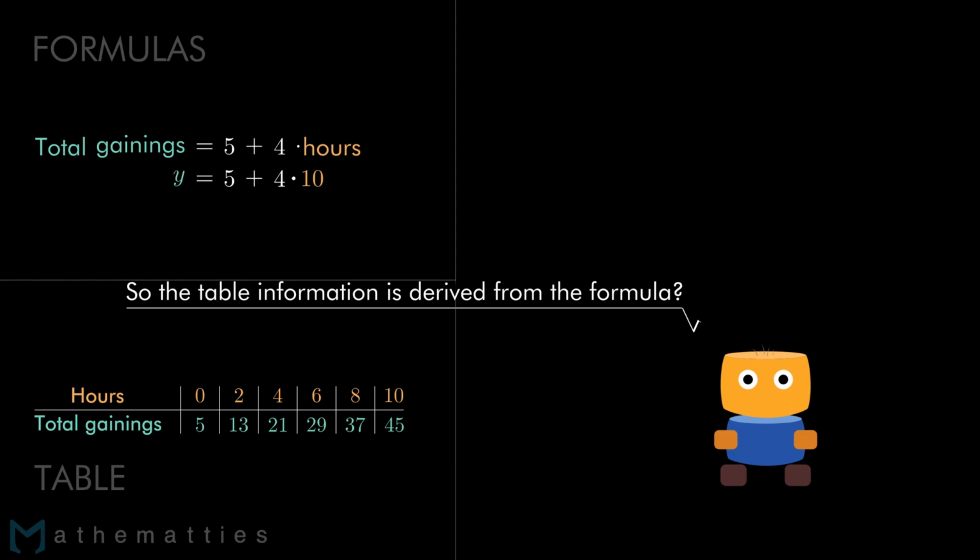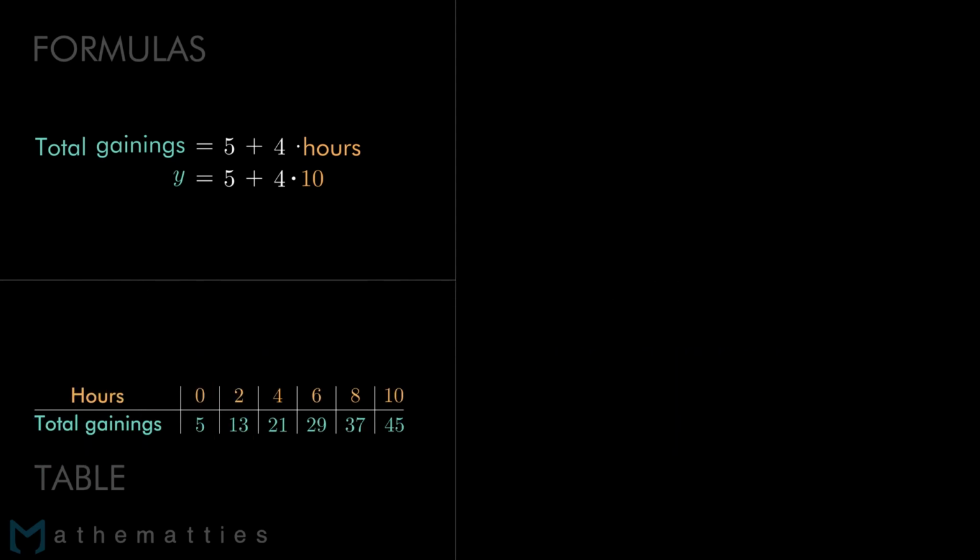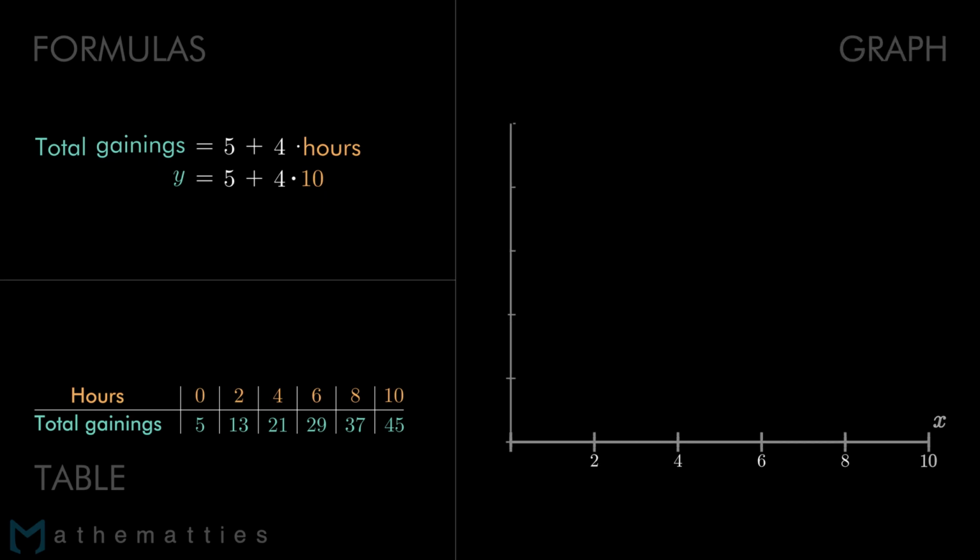If you would, for example, measure the fallen rain for each day in a week, you could fill in a table with the days and the corresponding rainfall. Then you have a perfectly fine table without ever having seen a formula. On to our final task, drawing a graph that corresponds with the formula and table.